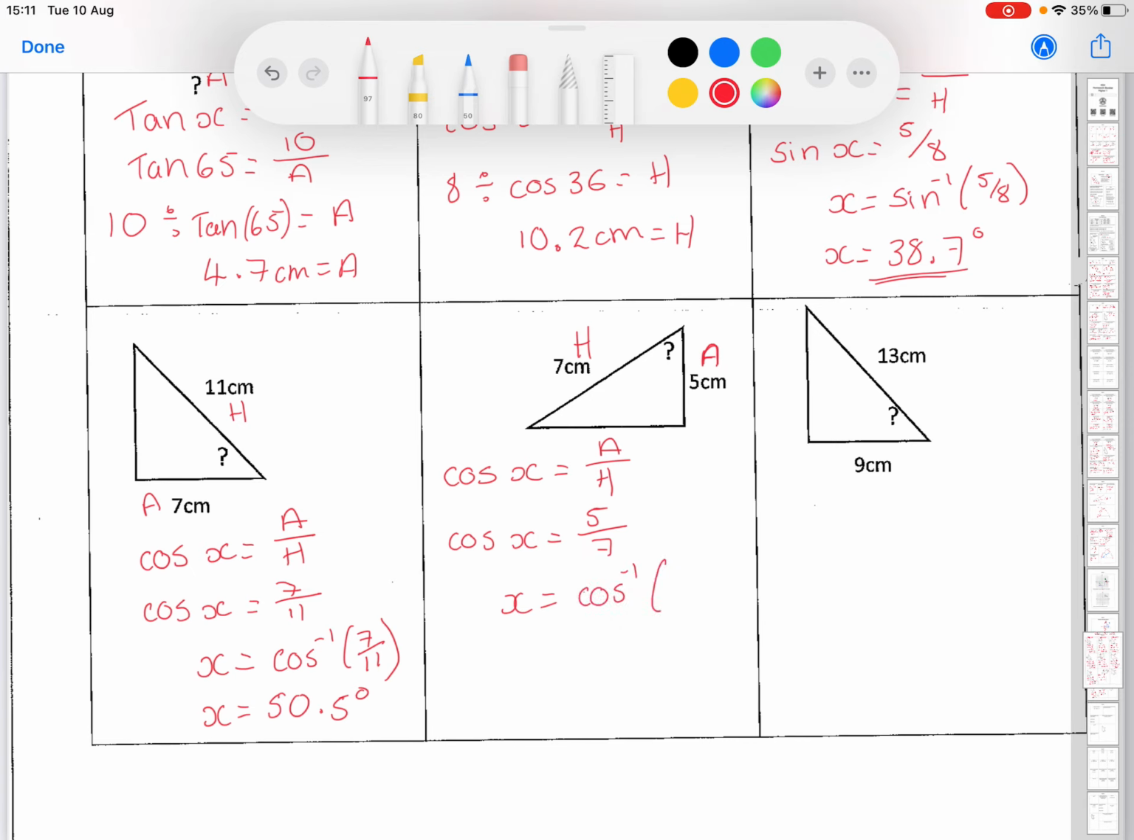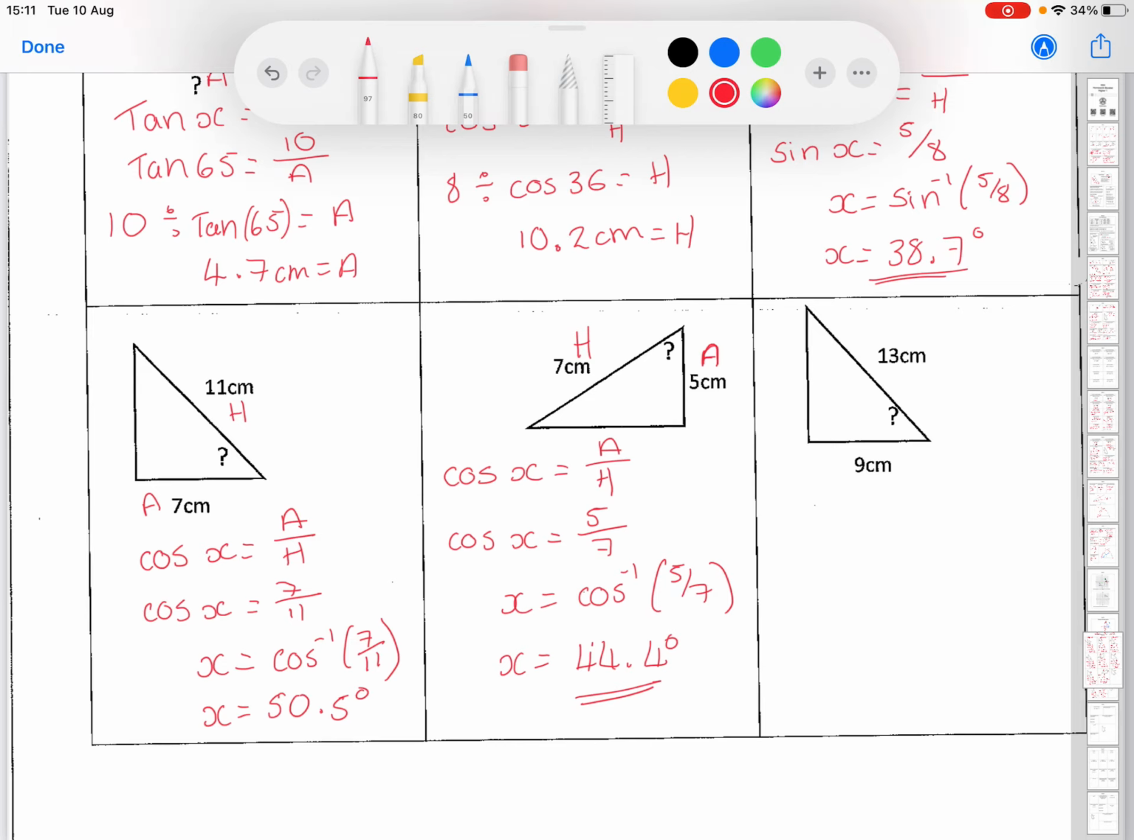When we're finding an angle, we shift. So you're going to press shift cos. So it comes up as cos to the minus 1 of whatever 5 over 7 is. You can work that out beforehand. You can put in a fraction. It's up to you. It'll give you the same answer as 44.4 degrees.